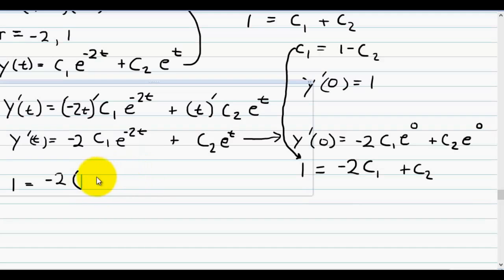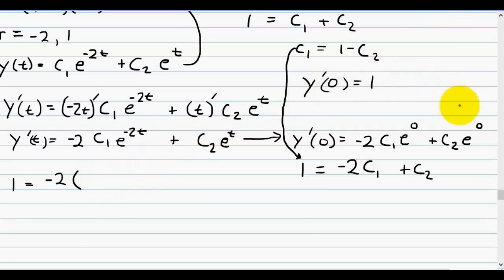So we're going to get, for C1, we're going to replace it with 1 minus C2. So you get negative 2 times 1 minus C2 plus C2. So we're plugging in this C1 for this C1 right here, and that's what we get here.